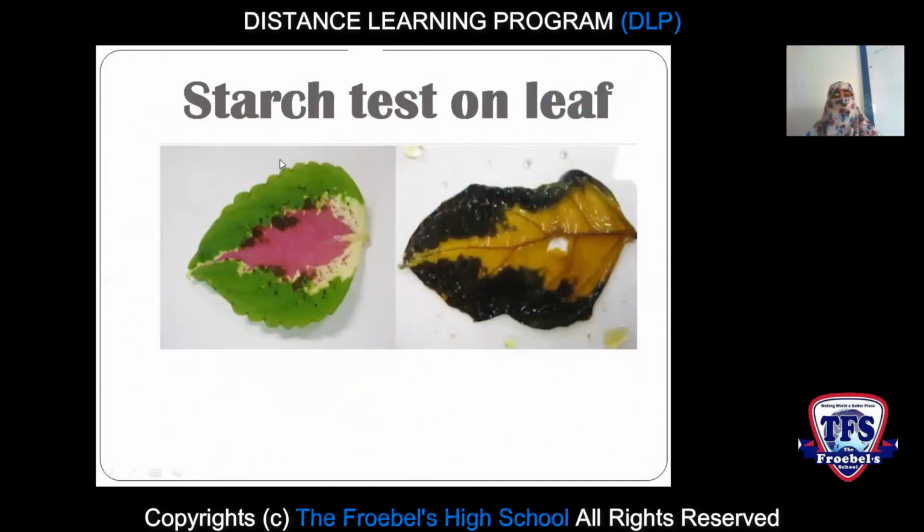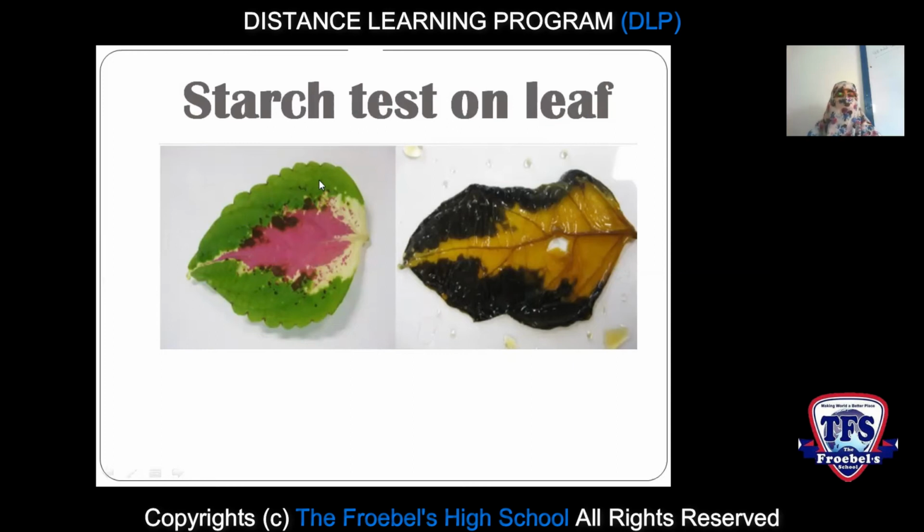Now you can test for starch on a leaf also. So this is a picture of a leaf. You can see in this picture the green part of the leaf, which contains chlorophyll, and chlorophyll is responsible for the process of photosynthesis. Photosynthesis is a process of making food by the plants. Plants make their food in the presence of sunlight. So chlorophyll converts light energy into chemical energy. That chemical energy is starch.